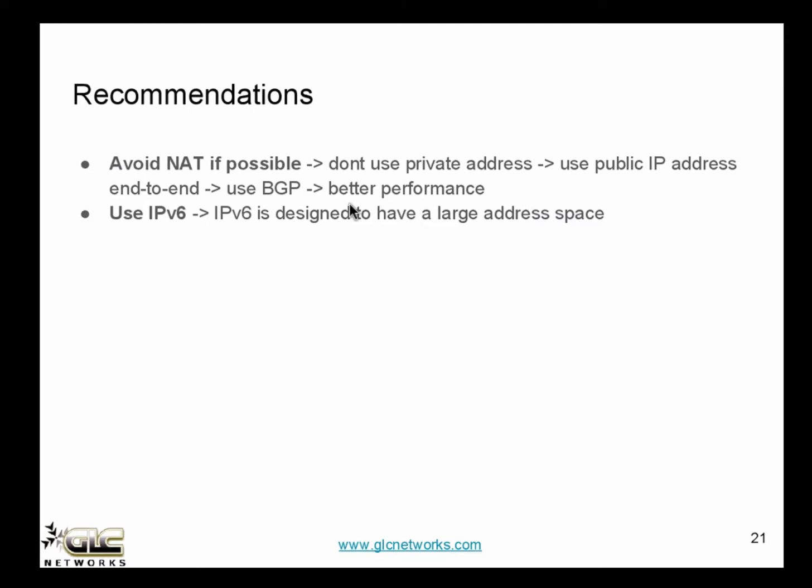IPv6 is designed to have a large address space, so every single element in the world can have an IP address. For example, your nose, your finger, your eyes, your hand, your t-shirt can have an IP address. Why can we do that? Because the IP address space is very, very large. If you put an address on every device in the world, it's still possible.